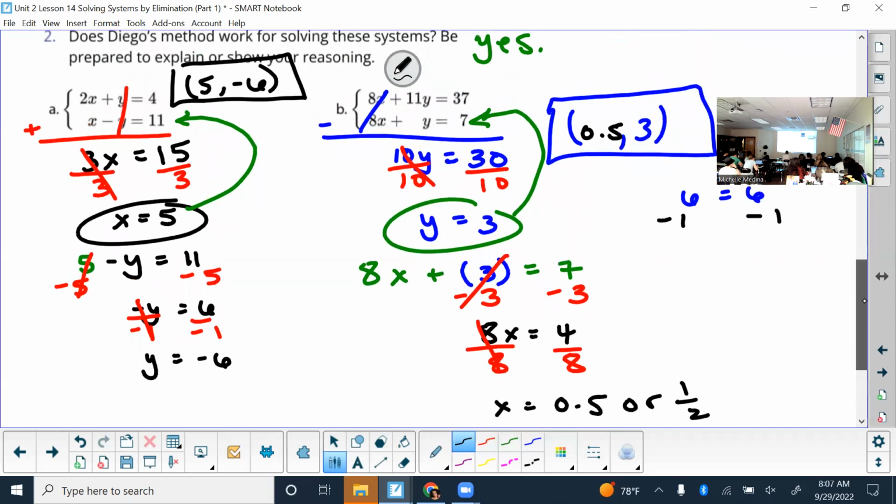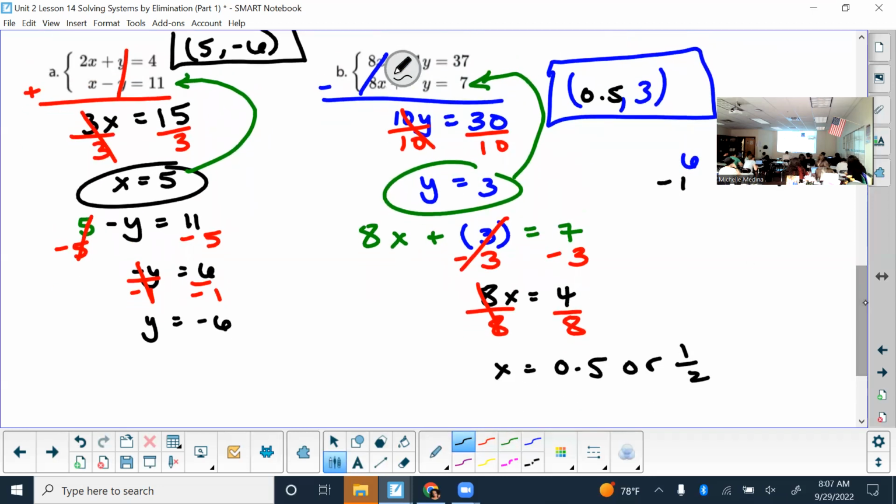So questions on that? So that's actually the third method that I told you about. We already learned graphing. We already learned substitution. Guess what this method's called? Elimination. Because we're eliminating one of the variables by adding or subtracting the two equations together. And then once you solve for it, you substitute it back in to find the other one. Good?